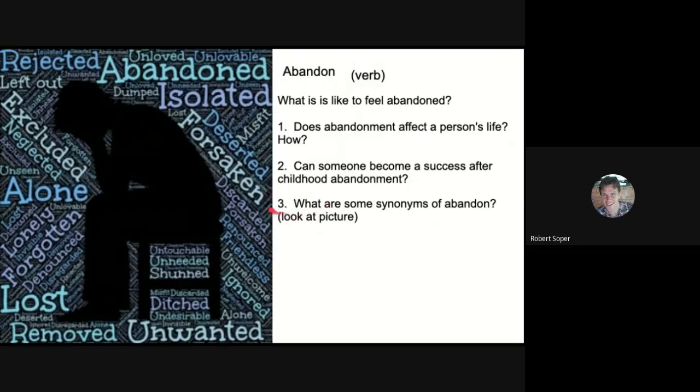Let's look at number 3. What are some synonyms of abandon? So by now we should know what a synonym is. A synonym is a word with a similar meaning. So what are some synonyms of abandon? You can look at the picture to help you answer this.